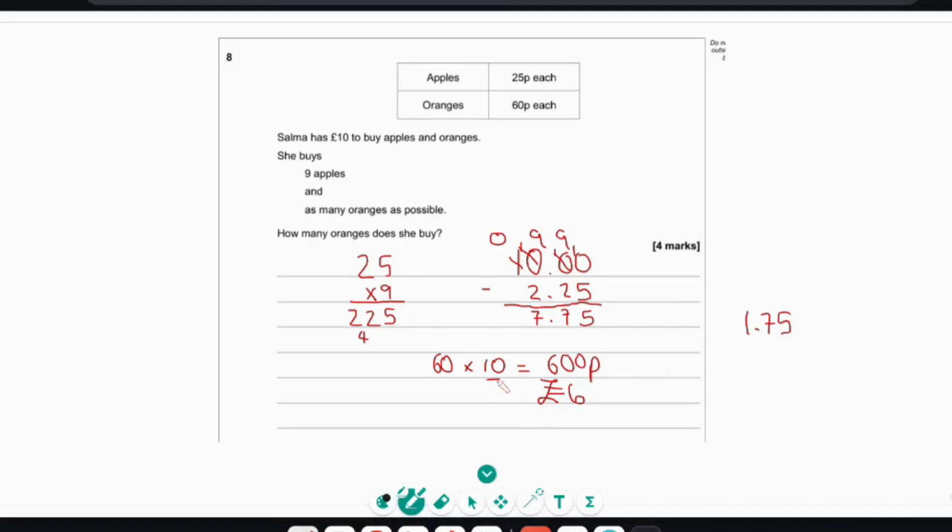I've got 10 at the moment. How many more can I get? So £1.75 is 175p. So I've got 60, we'll go up in 60s, 120, 180p, which should take me over. I've got 2 more oranges left here. So I've got 10, 11, 12 oranges.